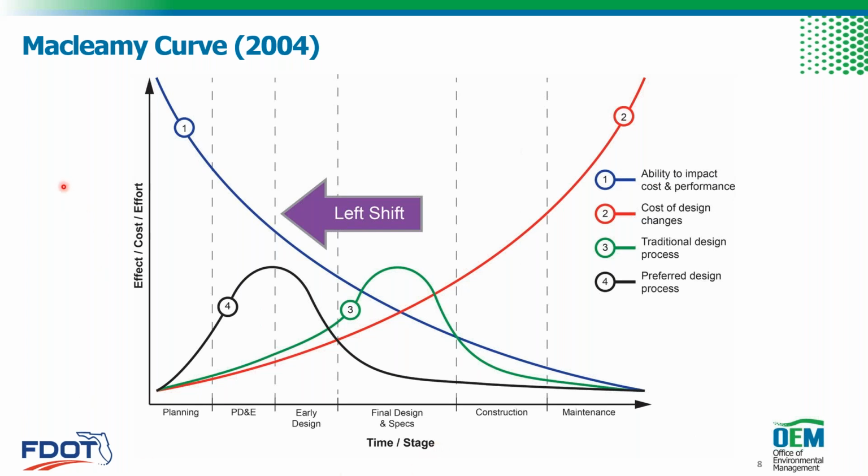So let's talk about some processes here. This is considered the McLamy Curve. What is a McLamy Curve? You can see it's dated somewhere around 2004. Now, we did make a couple of modifications to it just so that the nomenclature aligned to what we do and the way that we progress our projects through a program, right?